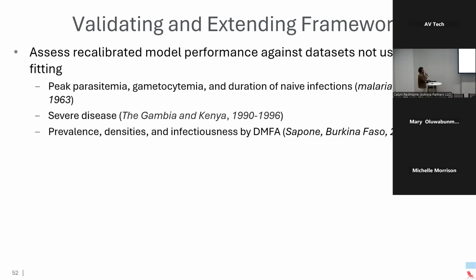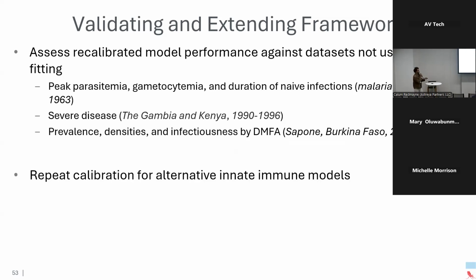Just really quickly talk about some next steps to validate and extend the framework. We want to assess the calibration or the performance of the recalibrated model against data sets that it didn't see during the fitting process. Some of these would be actually objectives that we haven't even explicitly fit to, like infection duration or peak gametocytemia and parasitemia, severe disease outcomes, but then also incorporating new data sets that we think will help us address that issue I mentioned at the beginning of not really capturing the contribution of asymptomatic infections. That's what this third site here in Sapone, Burkina Faso is all about.